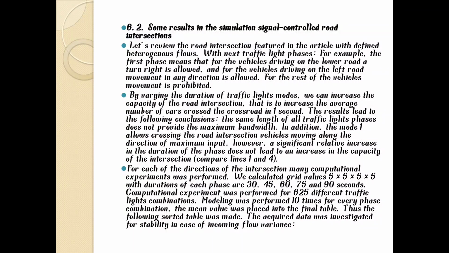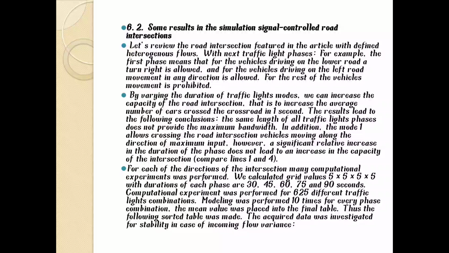Simulation of signal controlled road intersections. Let's review the road intersections featured in the article with the defined heterogeneous flows and their traffic light phases. For example, the first phase means that for the vehicles driving on the lower road, a right turn is allowed, and for the vehicles driving on the left road, movement in any direction is allowed. For the rest of the vehicles, movement is prohibited.